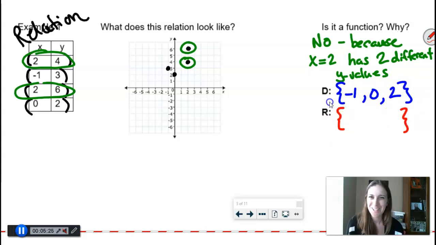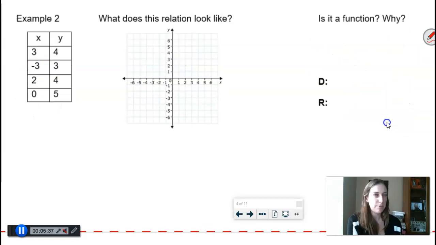Set. It kind of looks like set brackets. Again, in numerical order would be best. So 2 and 3 and 4 and 6. So that's one example of a relation that didn't happen to be a function because there was more than one y value with a single x value.